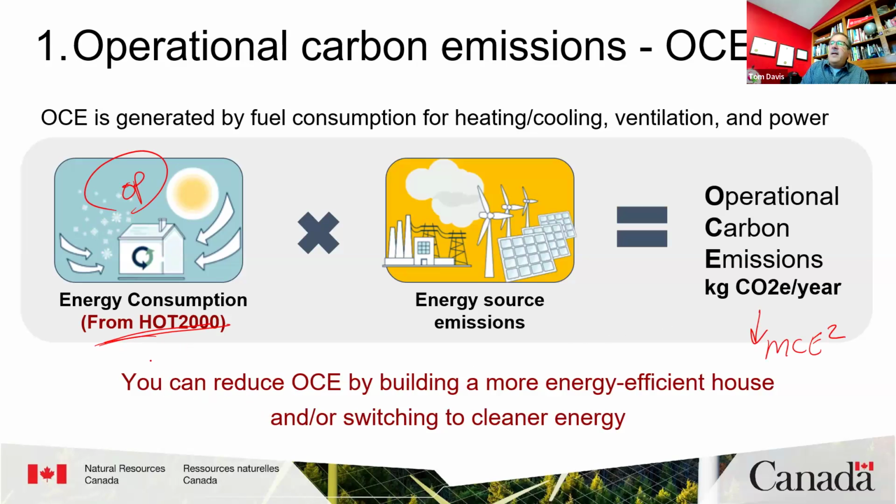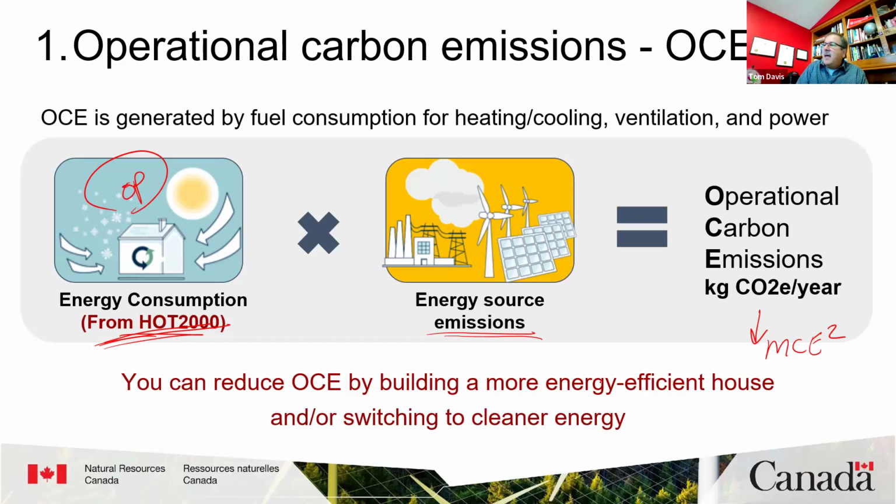Okay, so we get our energy consumption from HOT 2000. Then what we need to do is use source emissions. Our grids make different levels of clean power. Some make dirty power. So where we're using electricity matters, because it matters as to how that electricity is generated.